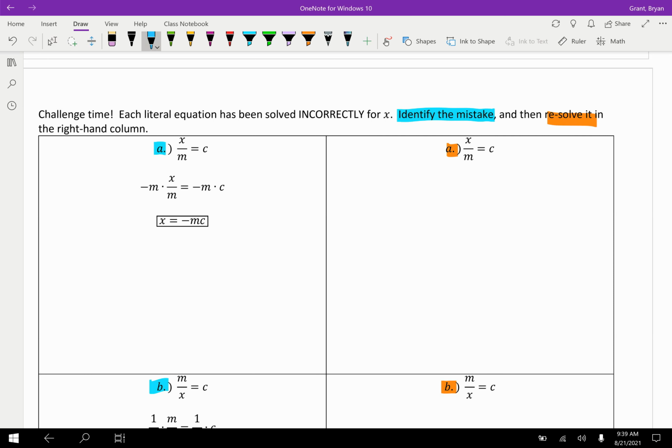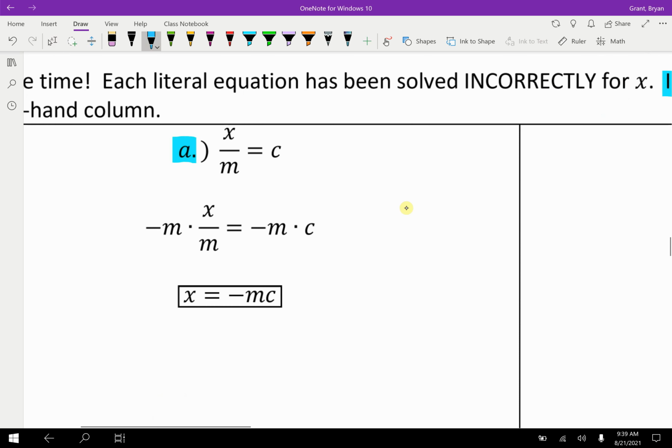Welcome back. Let's take a peek. We were asked to solve each equation for x. Well, on this one, let's see what happens. We had x being divided by m equals c, and they decided to undo m. Oh, I see the mistake. This is a really common mistake, too. People said, well, there's a positive m here, and I'm going to undo it by multiplying by a negative m.